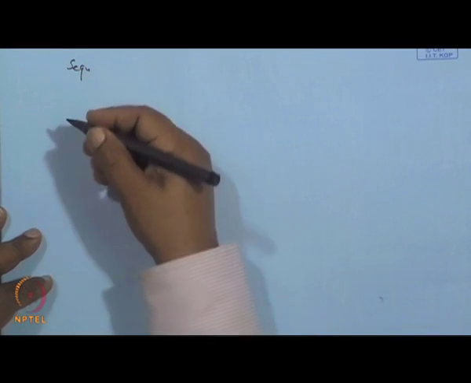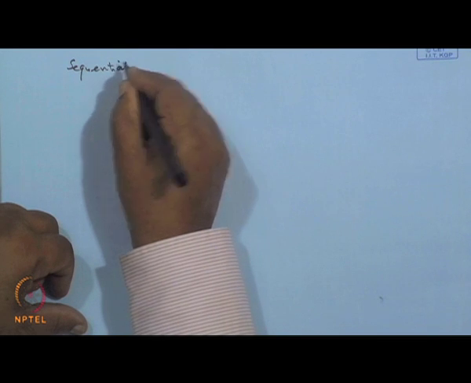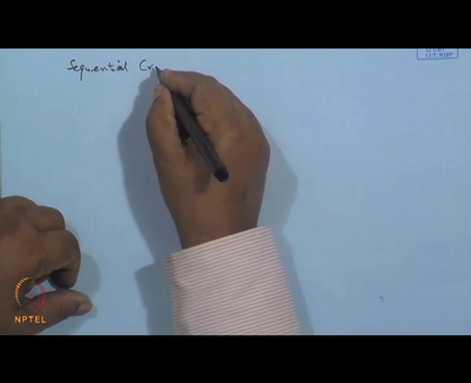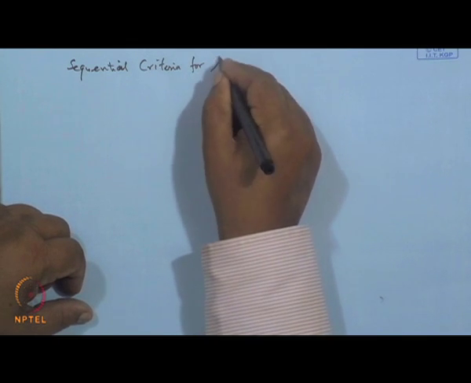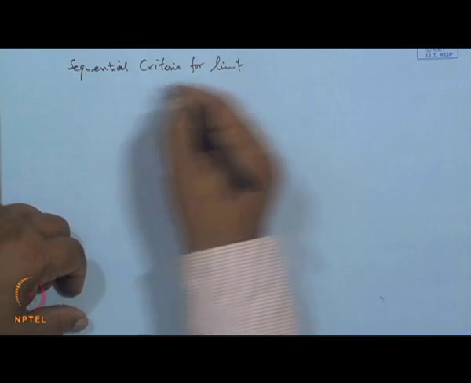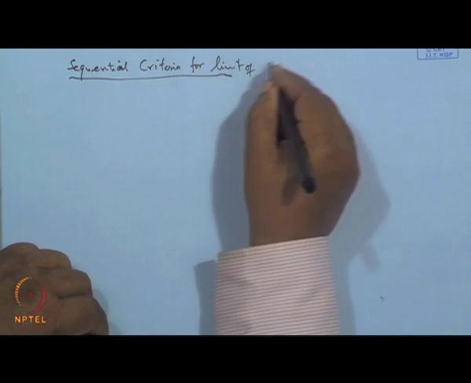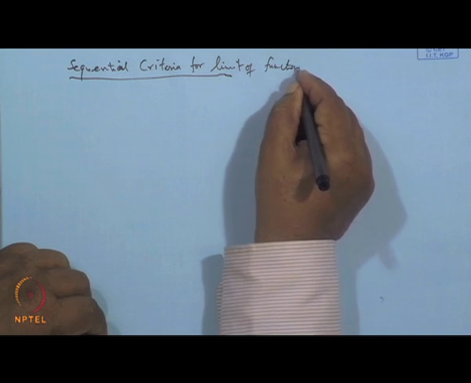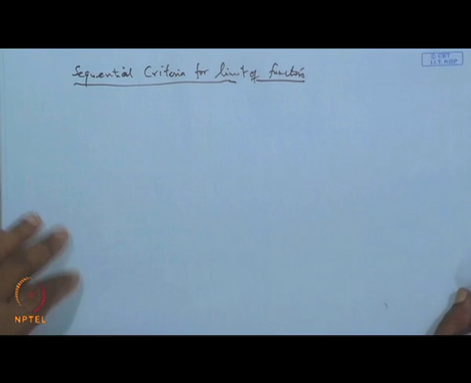Now, there is another way of defining the limit, that is the sequential definition of the limit, the sequential criteria for limits of functions. Sequence. What is the sequence? This is in the form of a theorem.